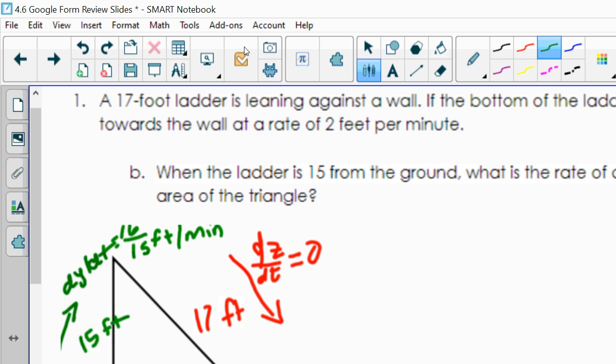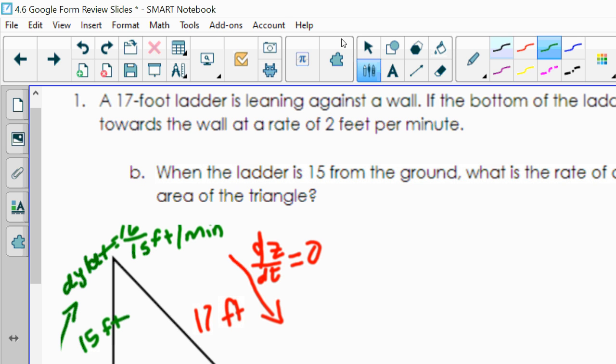dz/dt is 0 because the ladder is constant. We found in the last problem that dy/dt was 16/15. We also found that the x at the bottom was 8 feet. They told us in the original problem that dx/dt was negative 2 feet per minute. So again, I just took my picture from my first problem there.